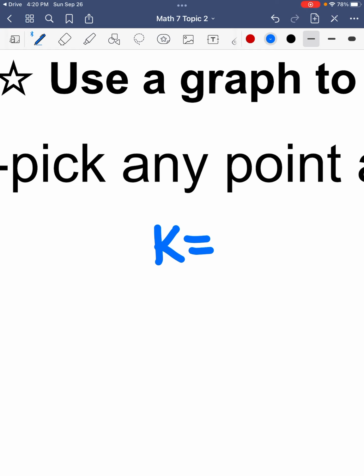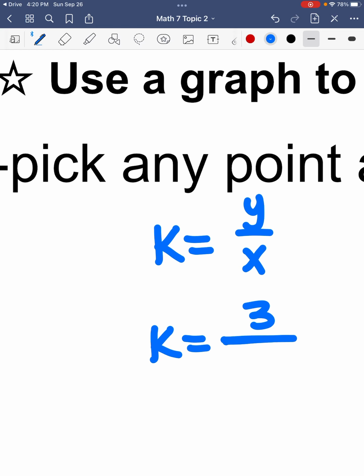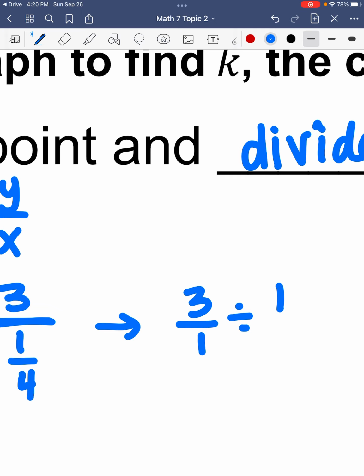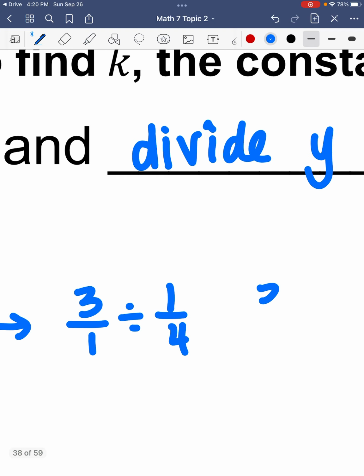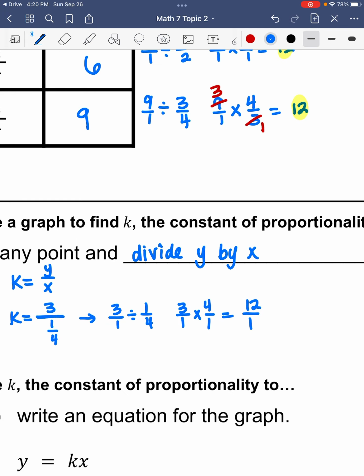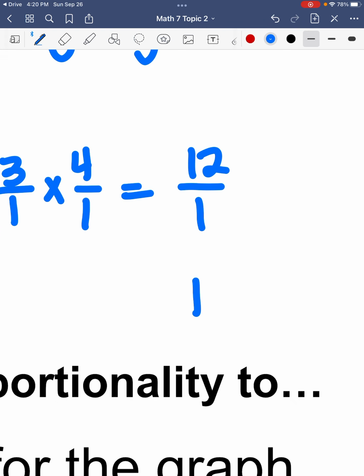So k equals y divided by x. So k equals 3 divided by 1/4. Well, I'm going to rewrite that. So we have 3 over 1 divided by 1/4. Well, keep, change, flip. So we keep 3 over 1, change division to multiplication, and then flip that second fraction, so it's going to become 4 over 1. And 3 times 4 is 12, 1 times 1 is 1. So that right there tells me that k is 12.